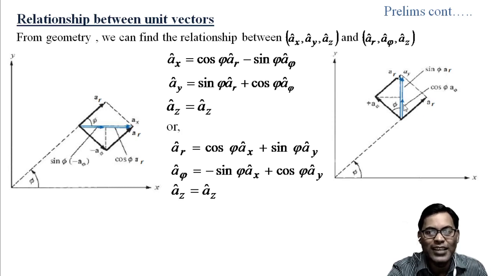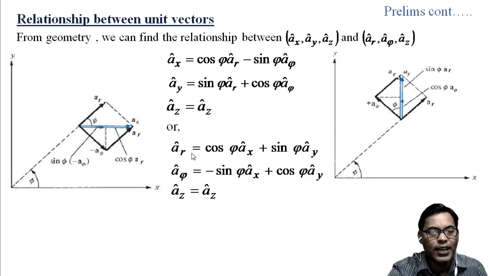So if we add these two components along ay, we will get ay equals sin phi ar plus cos phi fi. And as again I say, the z component is not present here, so az will be equal to az. Similarly, from this expression we know that if ar, fi and az are known, then we can find out ax, ay, az. Similarly, if ax, ay and az are known, from these two diagrams we can find out ar, fi, az.